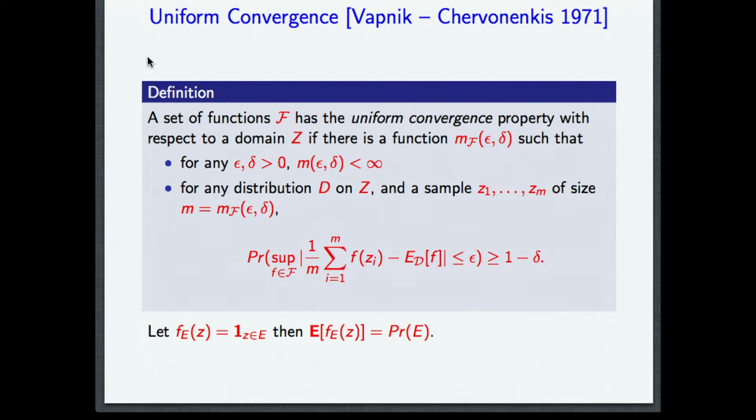So again, what I have now is a set of functions, it might be infinite, and I want the property that for any epsilon and delta, there is a finite value m, such that if I take a sample of m items from that distribution, and I look at the empirical expectation of each function, the difference between this and the actual expectation of the function in that distribution, the sup over all the functions, is bounded by epsilon with probability 1 minus delta, okay? And this I want for any distribution D.